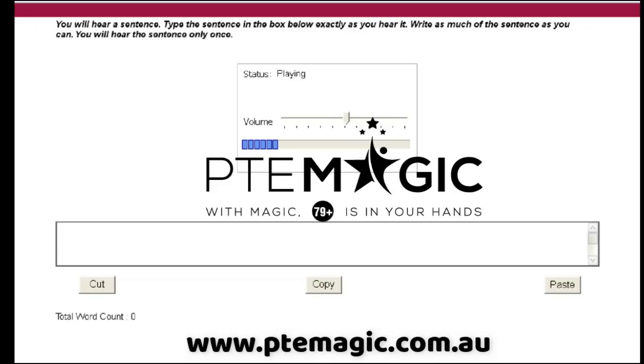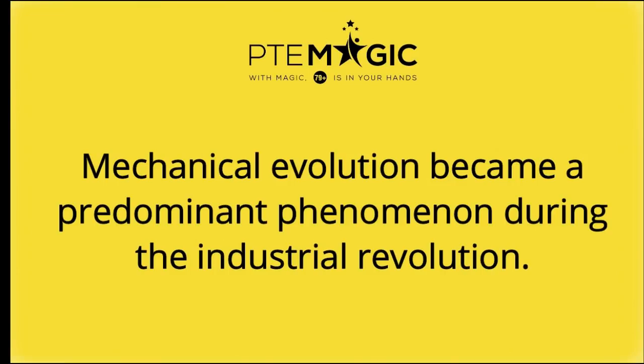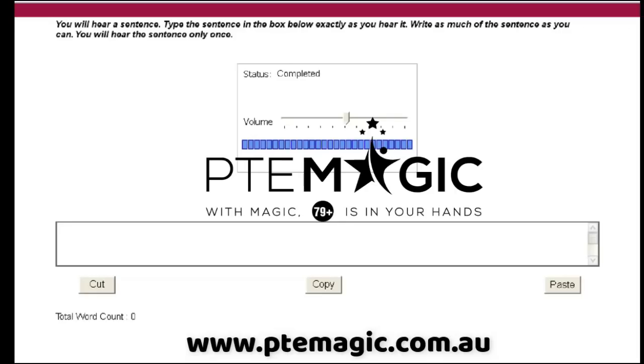Mechanical evolution became a predominant phenomenon during the Industrial Revolution.